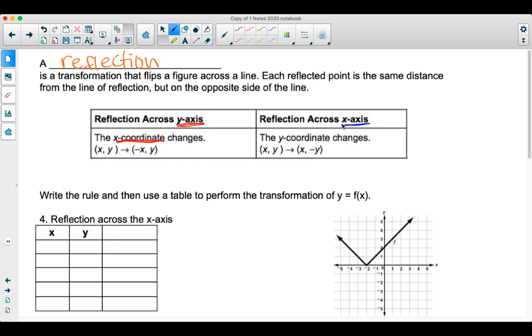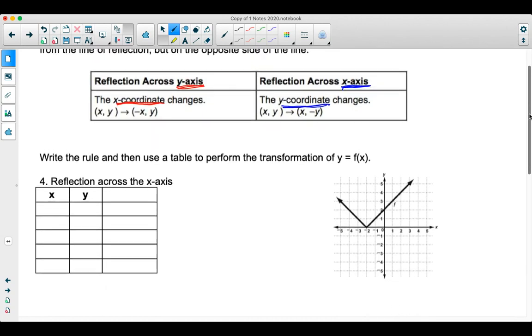A reflection across the x-axis is where your y-coordinate changes. Okay, and it becomes opposite. So your original point is x, y. So then if you're reflecting across the x-axis, your new coordinate will be x comma -y.